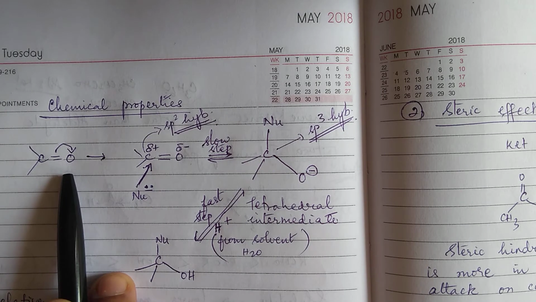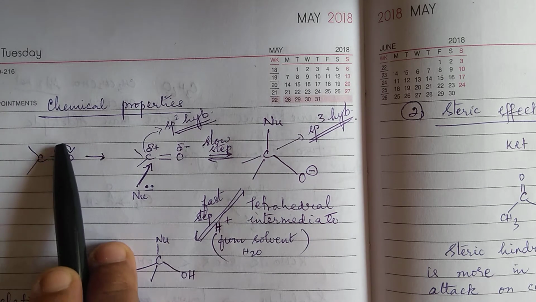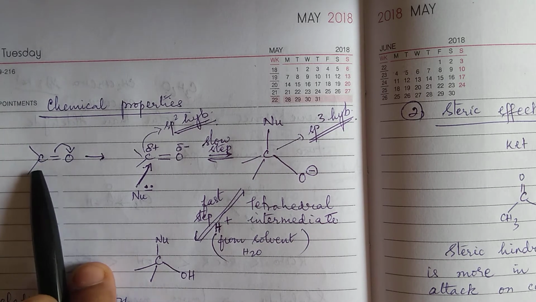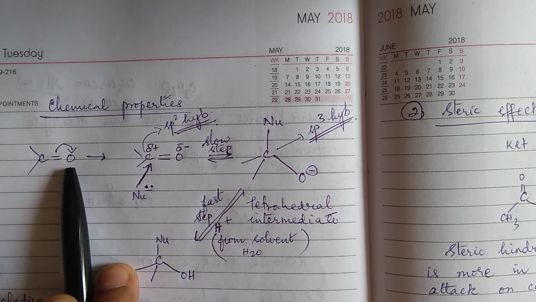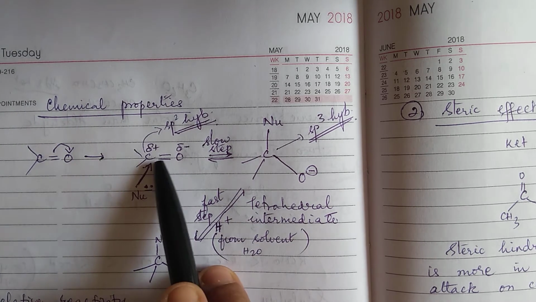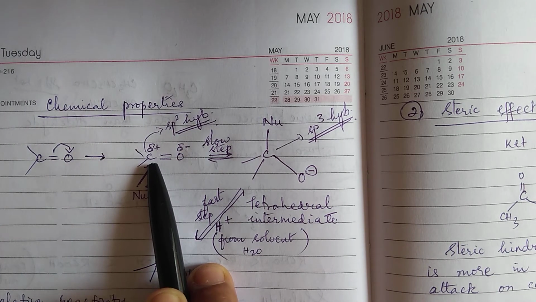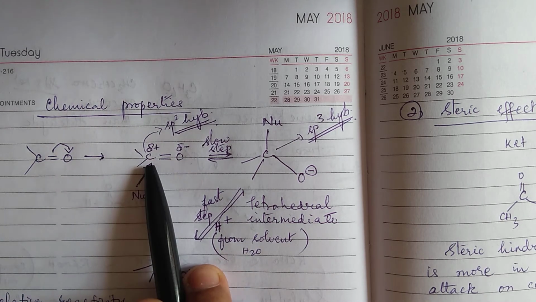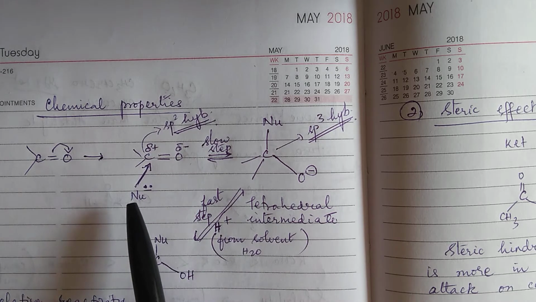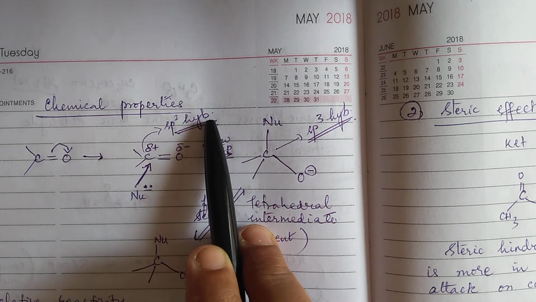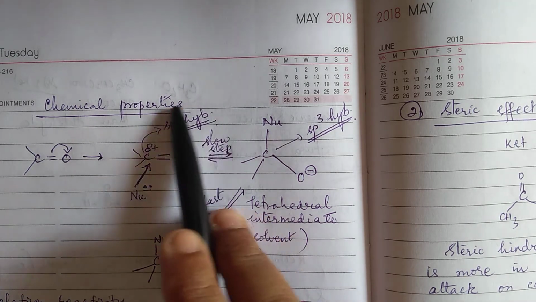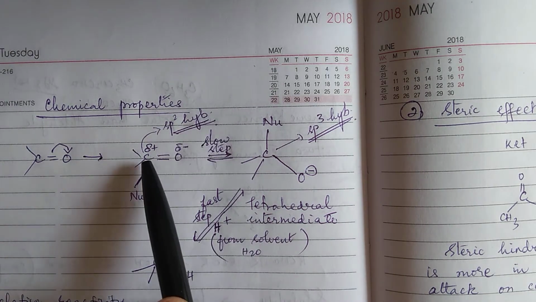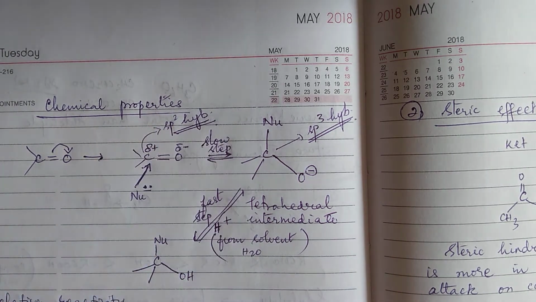Now you know oxygen is more electronegative, so the bond pair is shifting towards oxygen, with the result C will get a small positive charge and O will get a negative charge. Any positively charged carbon is sp2 hybridized. This I have been telling you very frequently and you have to remember this very clearly. C positive means it is sp2 hybridized.